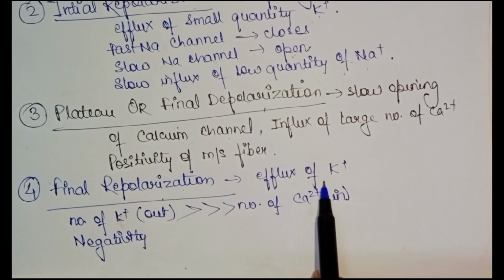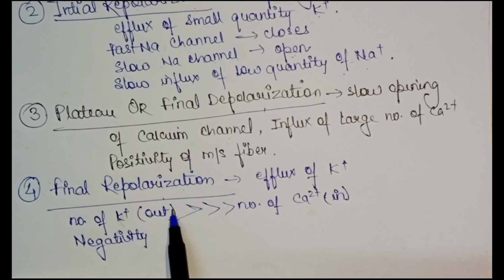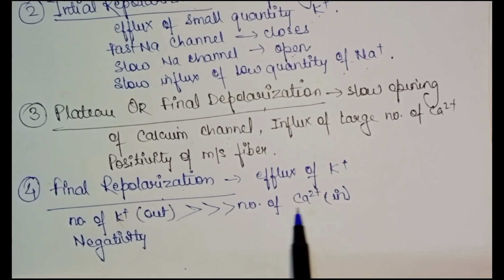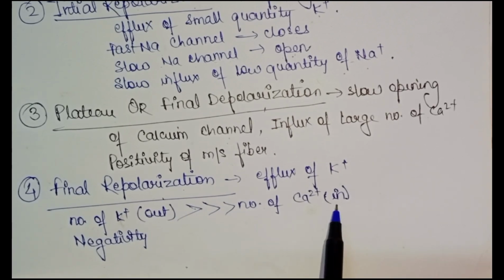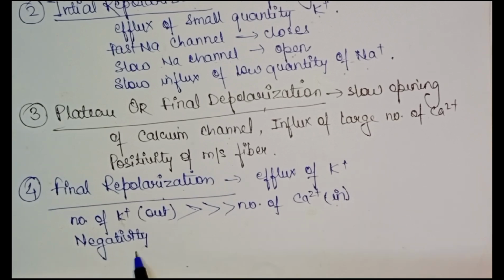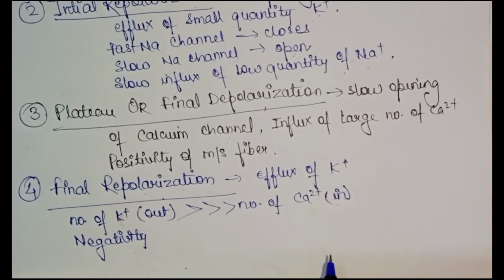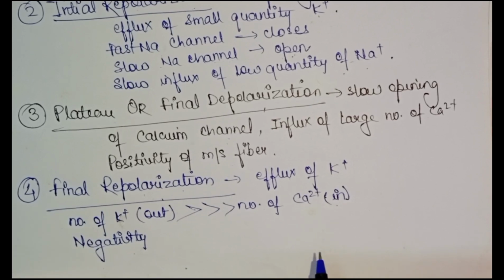So what happened during the final repolarization? Due to efflux of potassium ion, the number of potassium ions moving out exceeds the number of calcium ions moving in. So there is negativity inside, resulting in final repolarization, and potassium efflux continues until the end of repolarization. So next is the restoration of resting membrane potential.